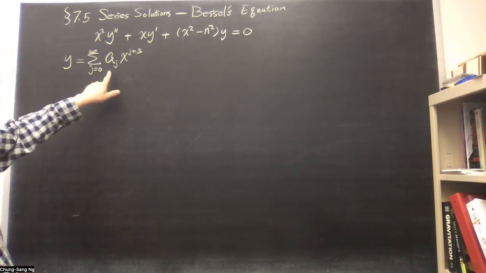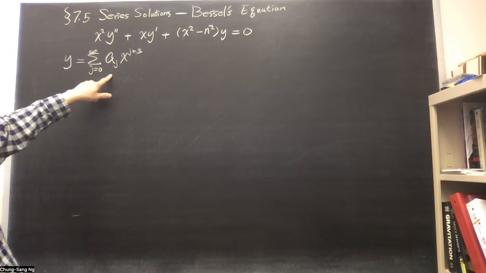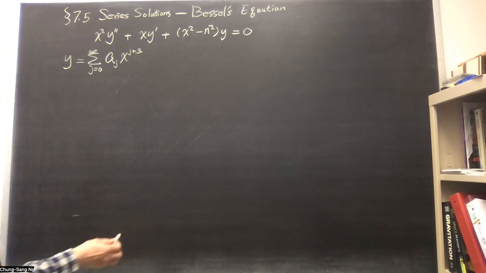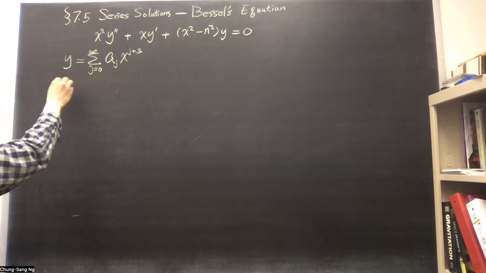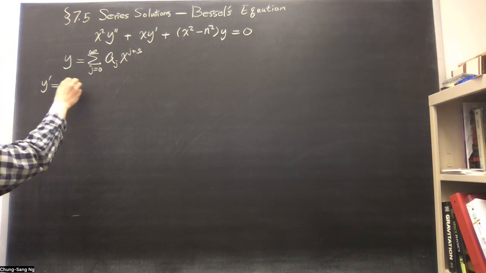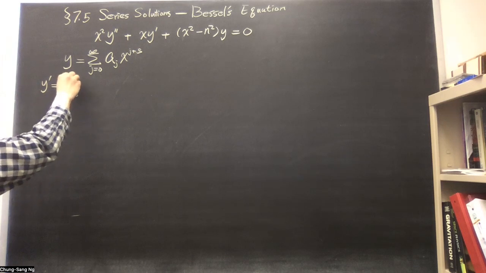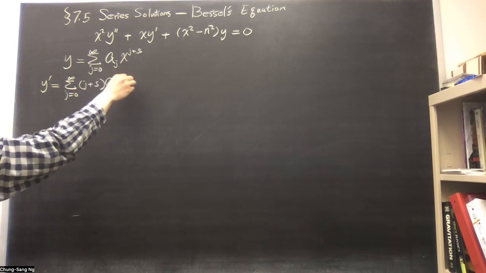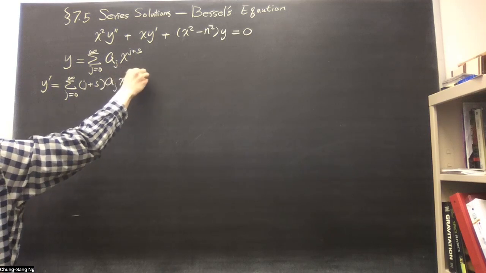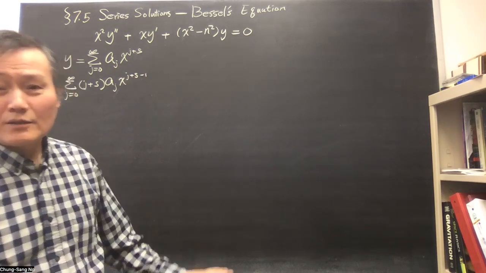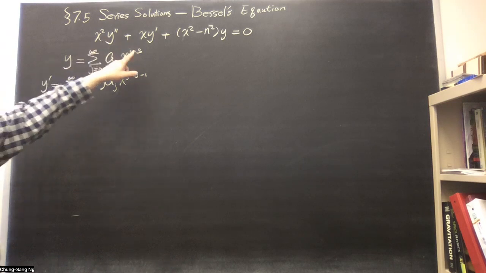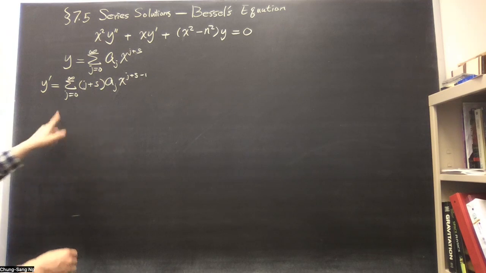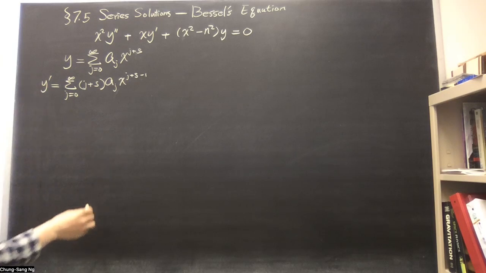Okay, so now we are to find all the unknown coefficients a sub j, we just need to substitute this form into the equation. So what we need to do is to take the derivatives. So y prime is dy/dx. Y prime is just take the derivative term by term. We have (j plus s) a sub j, and x to the j plus s minus one. Okay, and so that's the derivative, but remember that in the equation only y prime appears with multiplication by x. So actually we need x times y prime rather than just y prime. So later on we can multiply that by x.